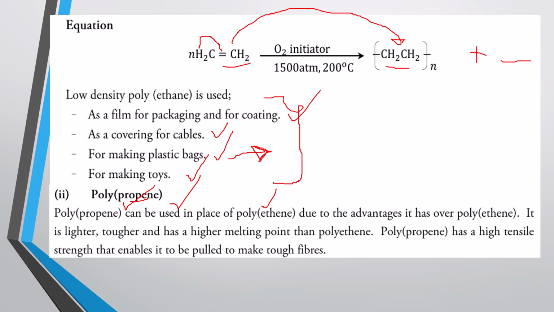So due to the advantages it has over polyethylene, for it is lighter and also tougher, it has a very high melting point as compared to polyethylene. Now let's just look at the details of polypropene.